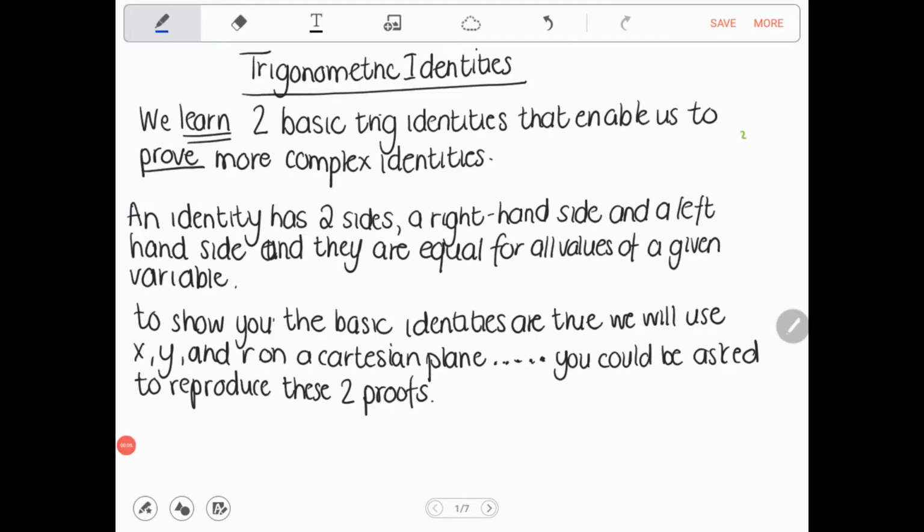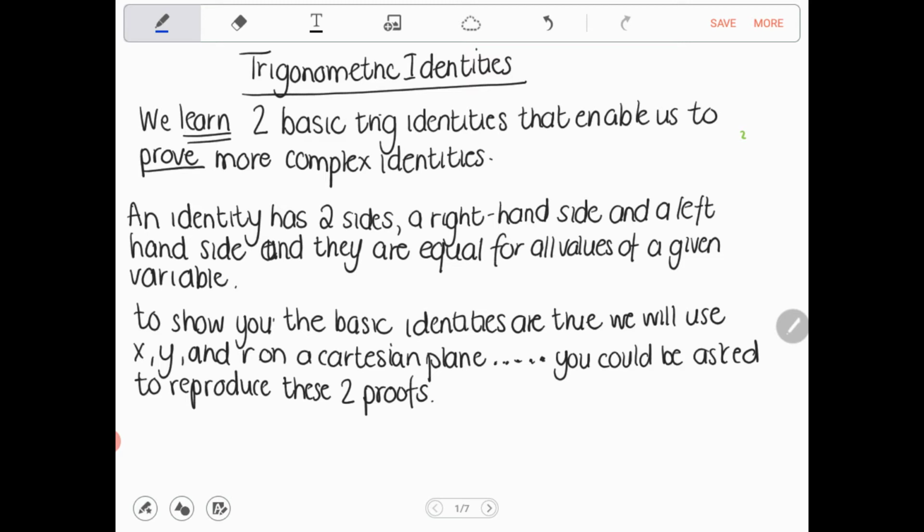So, trig identities. An identity has two sides, a right-hand side and a left-hand side. And for all values of the variable that you've been given, an identity is always true. We learned two basic trig identities to help us with the more complex identities, and you are expected to learn these and be able to use them all the time.